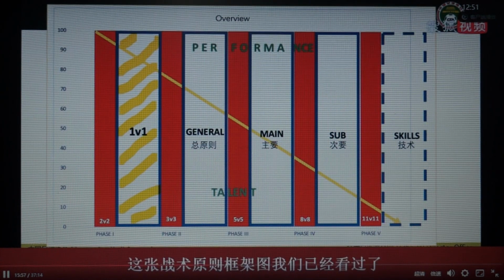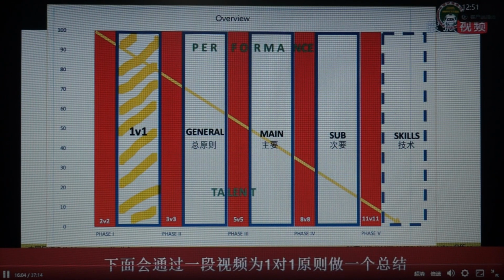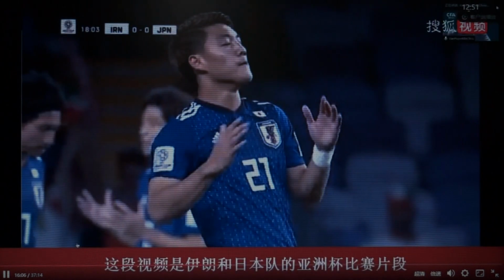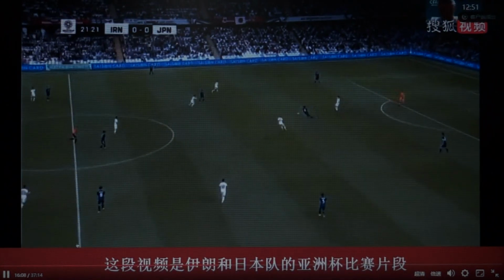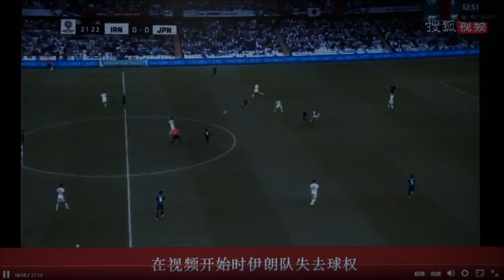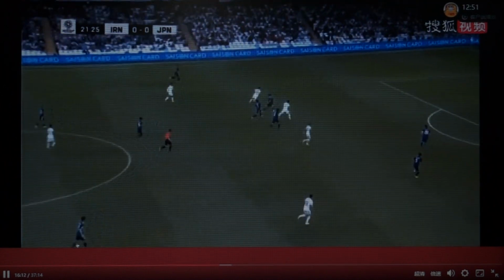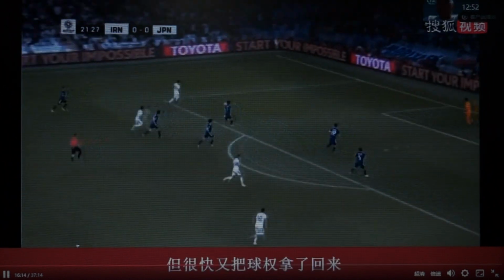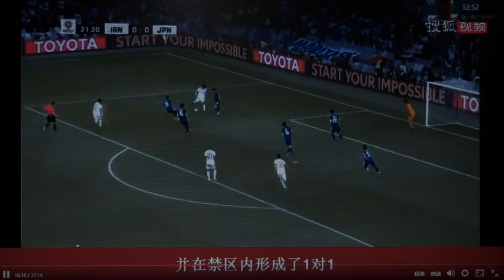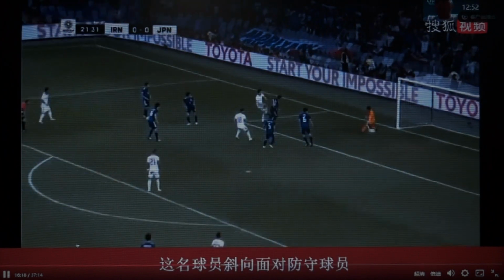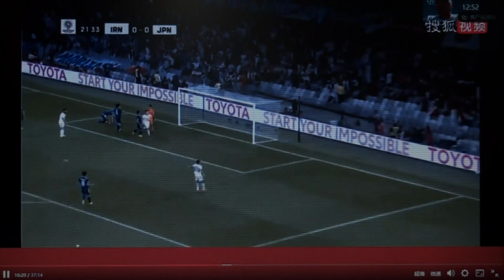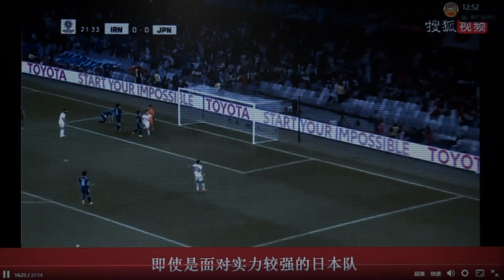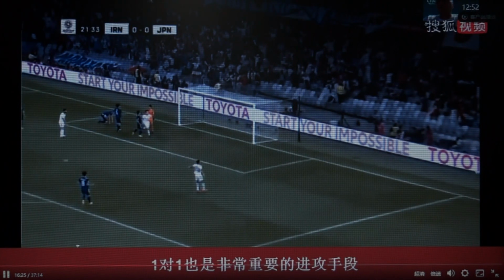This is another overview of our tactical principles, just to introduce the next clip, and that will be the last one for the 1v1. It's a clip that I saw of Iran against Japan. There is the building up. They lose the ball, and look here for the 1-against-1. Diagonal, fake movement, scoring. Even against a good team like Japan, the 1-against-1 is super important.